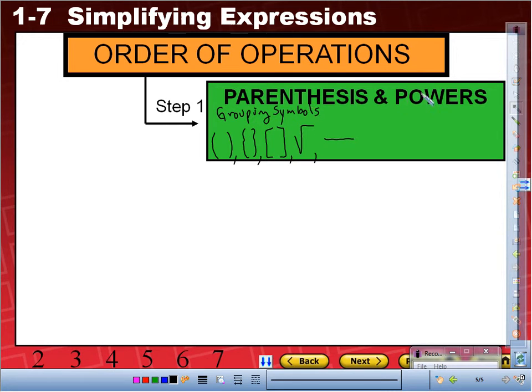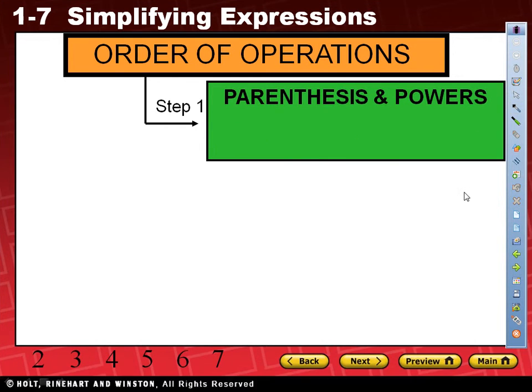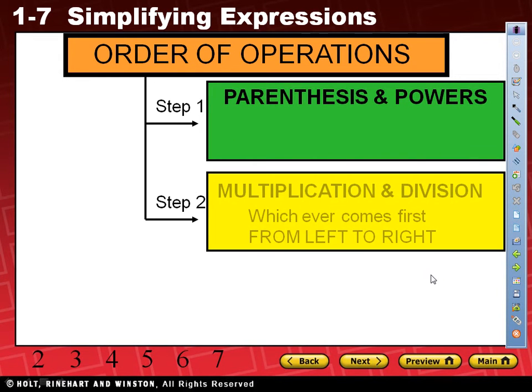So the first step that we're going to be looking at are all my grouping symbols, and then from there we're going to look at powers. On powers, I want you to put a little 2 above the S so that we remember that powers are what? Exponents. We're looking at exponents. Step 2. For step 2, we have multiplication and division, and we're going from left to right.